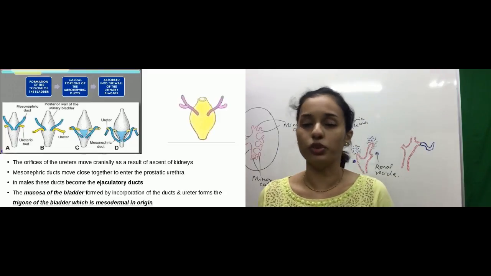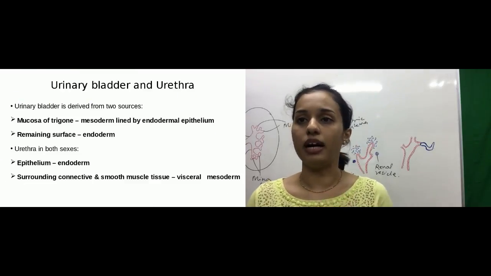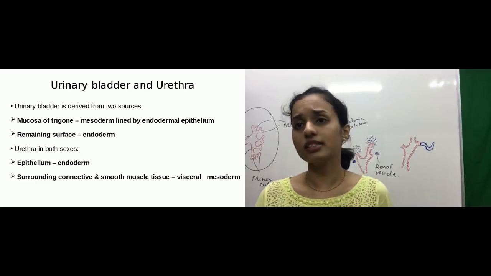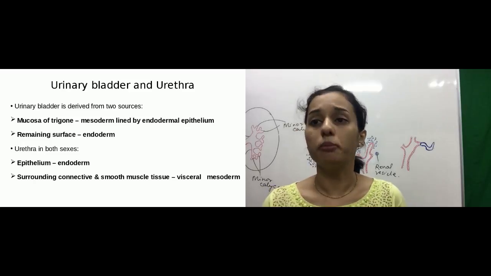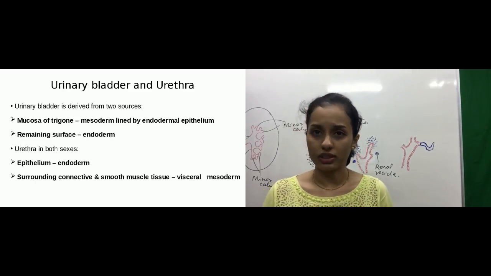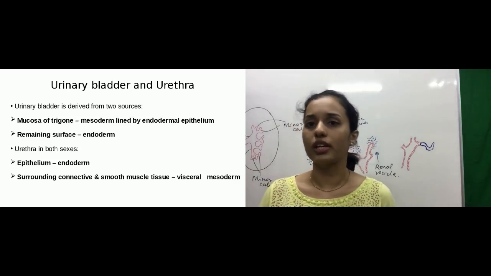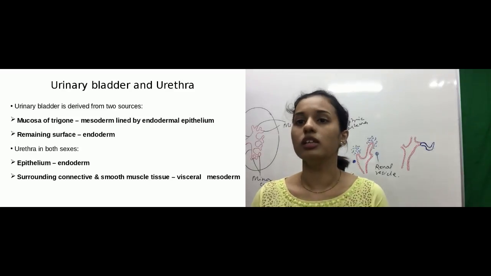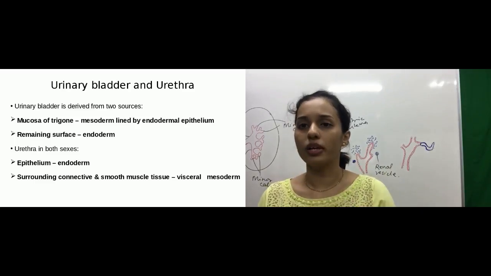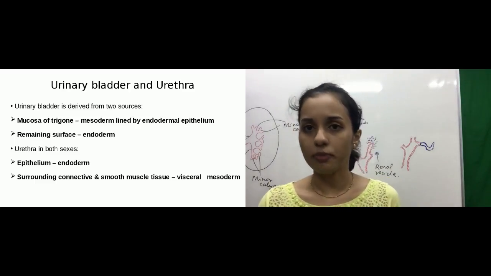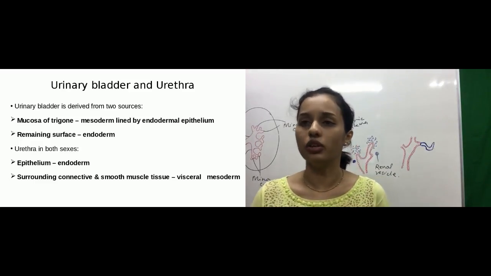So this is the development of the urinary bladder. As I mentioned, the middle part of the urogenital sinus, mainly in males, narrows and contributes to the development of the membranous and prostatic parts of the urethra. In this slide, I have summarized the bladder development. The mucosa of the trigone is mesodermal, but later it is lined by endodermal epithelium. The remaining surface is mainly from the cloaca, that is, from the urogenital sinus, which is endodermal in origin.